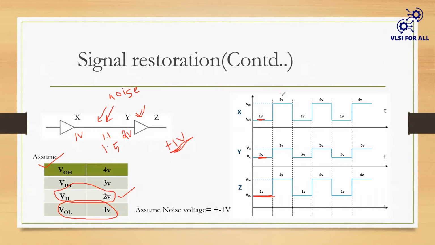Similarly, you can see now for logic 1 transmission. For logic 1, let's assume the value is 4 volts. Then let's assume a noise voltage of minus 1 volt. Then automatically the 4 volts becomes 3 volts. But still, if VIH is around 3 volts or less than or equal to 3 volts, the driven element or the buffer can recognize it as a valid input, then it will give you the valid output, which is 4 volts.